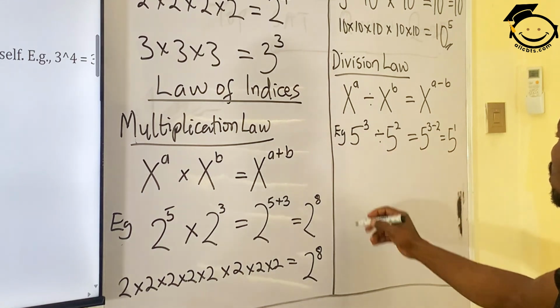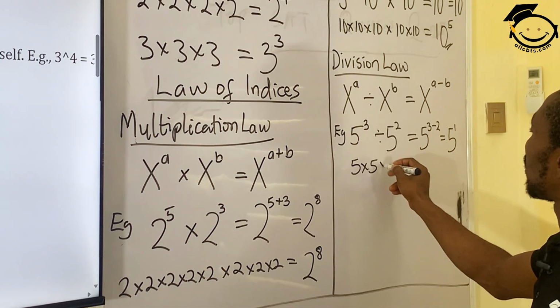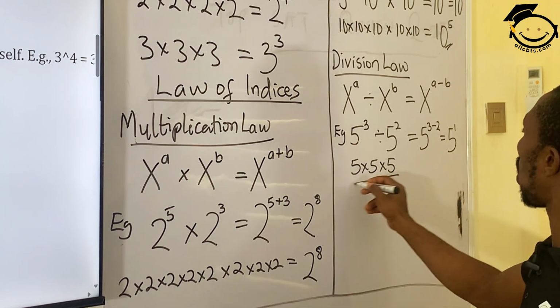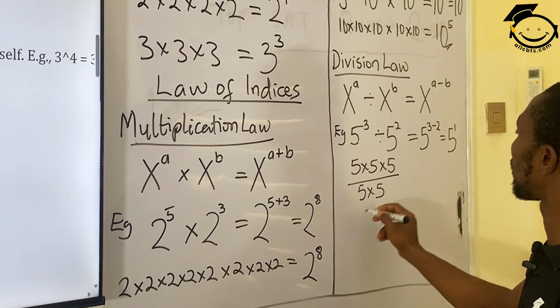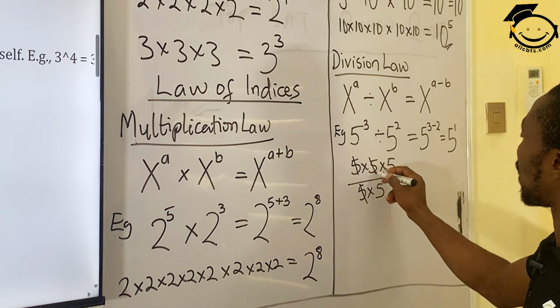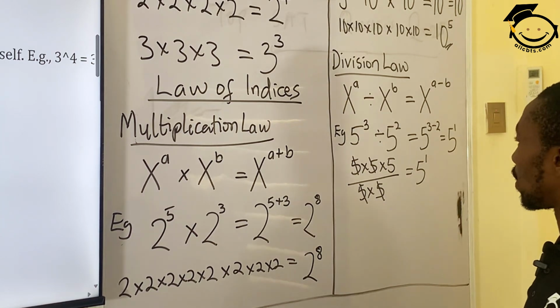Let's simplify this. We have 5 raised to the power 3, which is 5 times 5 times 5, all over 5 raised to the power 2, 5 times 5. 5 cancels 5, 5 cancels 5, leaving us with 5 raised to the power 1.